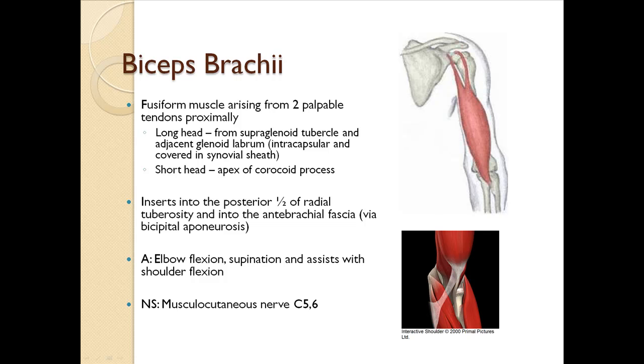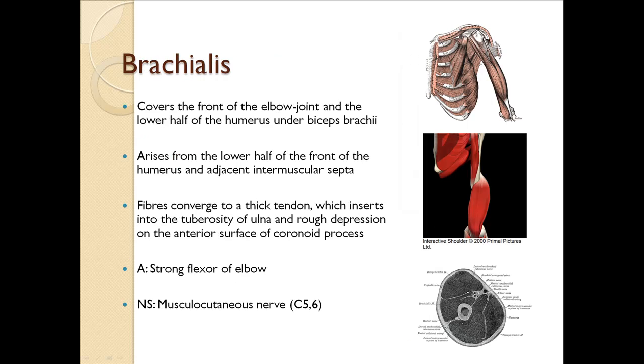Biceps is obviously an elbow flexor, but it is also a very strong supinator of the forearm, and it may also assist with flexion of the shoulder via its short head in particular. Its nerve supply is via the musculocutaneous nerve, roots C5 and C6. Deep to biceps, we have brachialis.